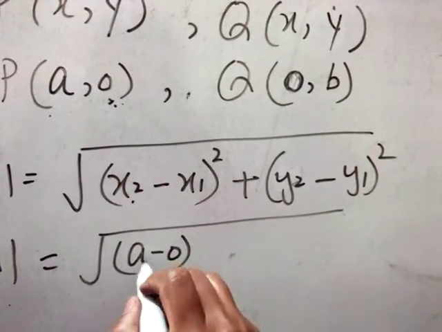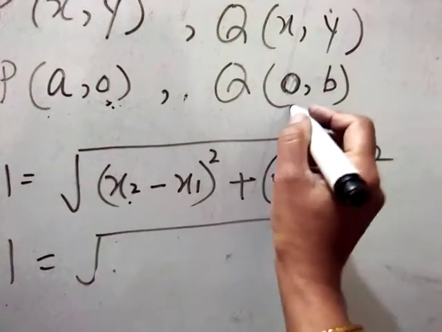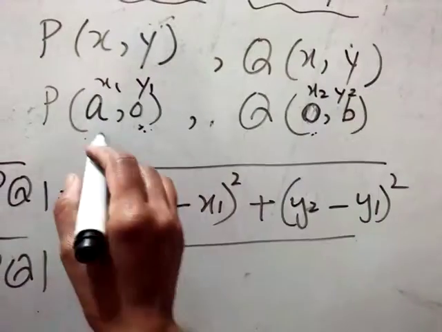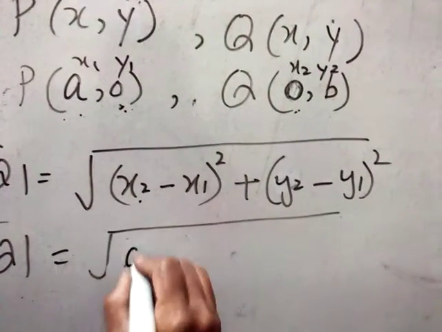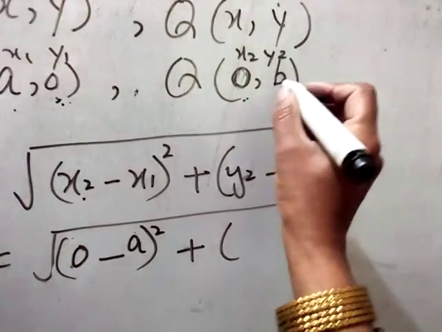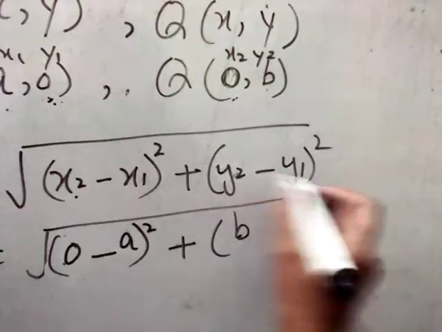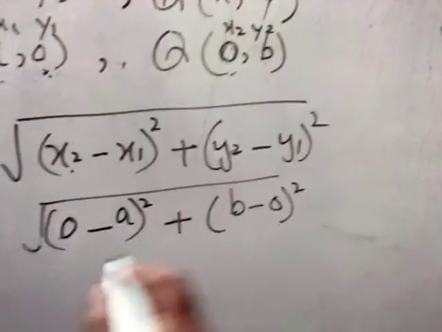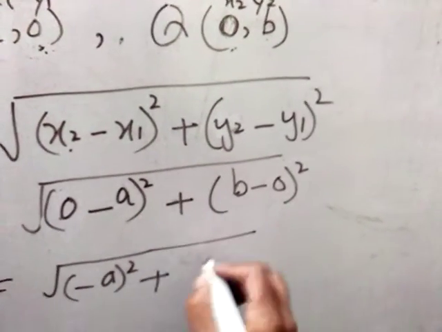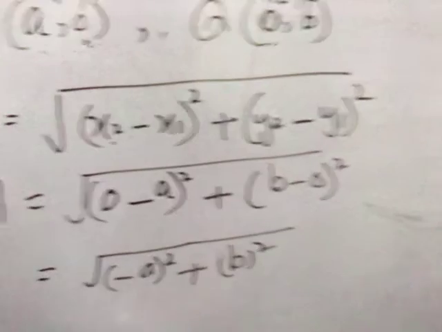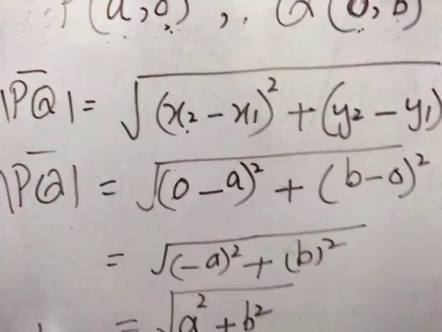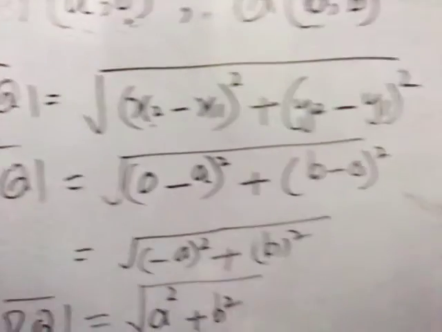x2 is 0, this is x2 and y2, x1 and y1, this is the first point and the second. So x2 is 0 and x1 is a, plus y2 is b and y1 is 0. So the distance will be minus a whole square plus b whole square, which equals the square root of a square plus b square. So the PQ distance will be equal to this.